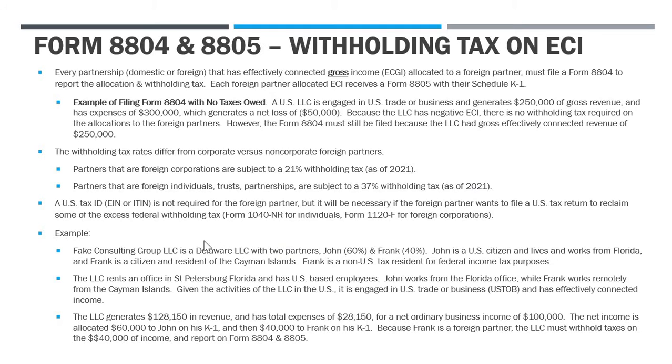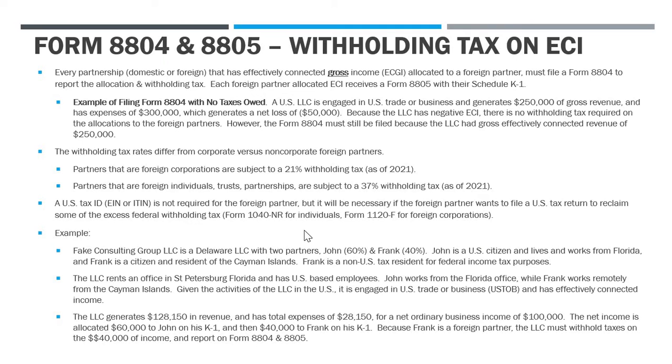Okay. Now, let's talk a little bit about tax ID numbers. So a U.S. tax ID number is not required for the foreign partner when doing these forms. So you can give an 8805 to a foreign partner without a U.S. tax ID number. However, the U.S. tax ID number is necessary if the foreign partner wants to subsequently file a U.S. tax return and reclaim some of the excess tax.